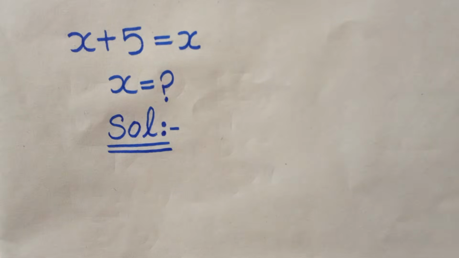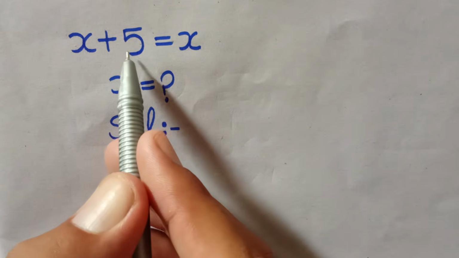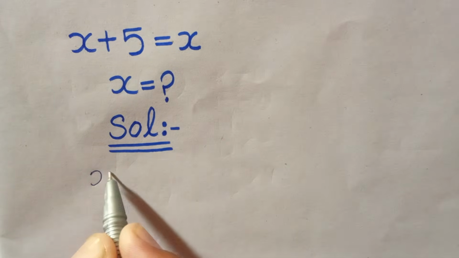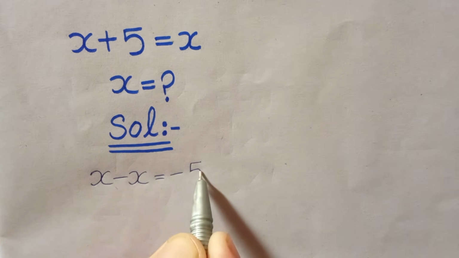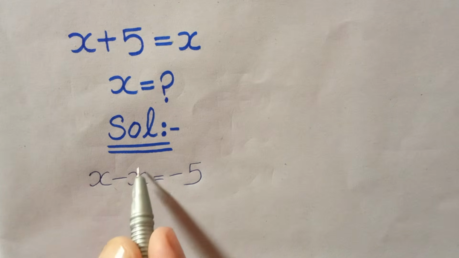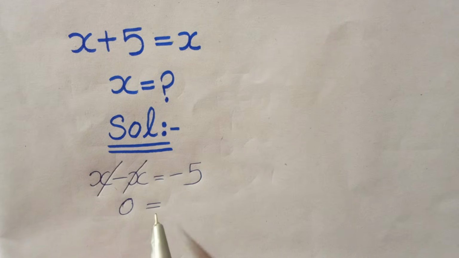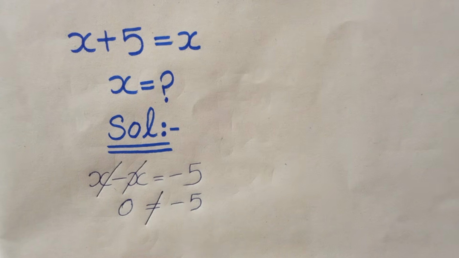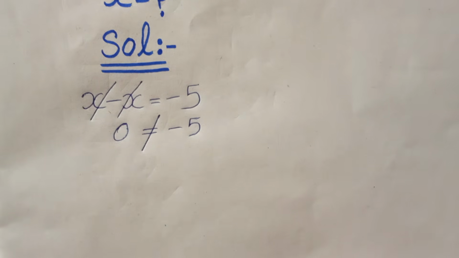Firstly, I can shift this X to the left hand side and this 5 to the right hand side, and it becomes X minus X is equal to negative 5. Here one is positive X and one is negative X, so they both cancel with each other and it becomes 0 is equal to negative 5. But this is not the correct method. Now I solve this question by the correct method.